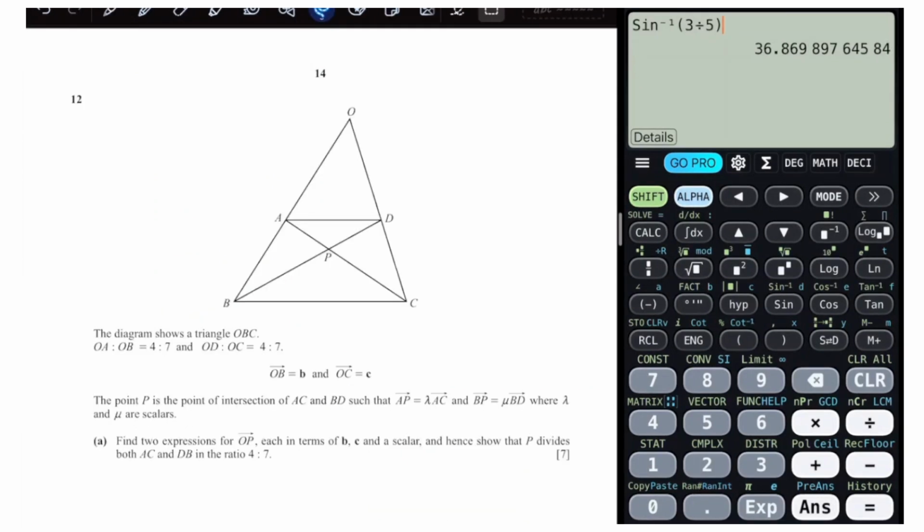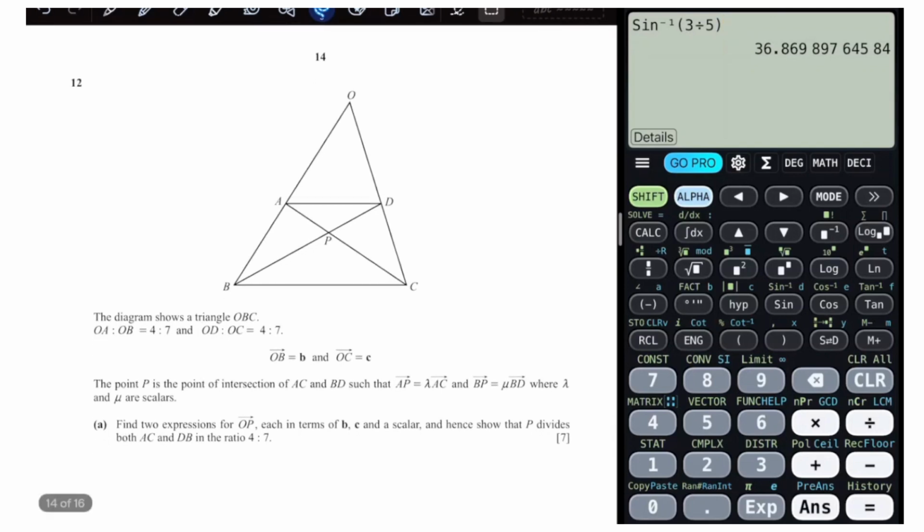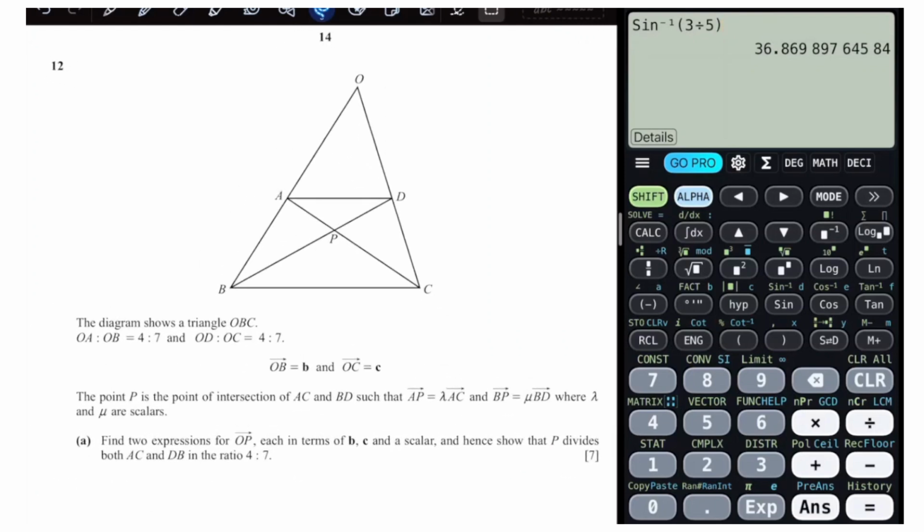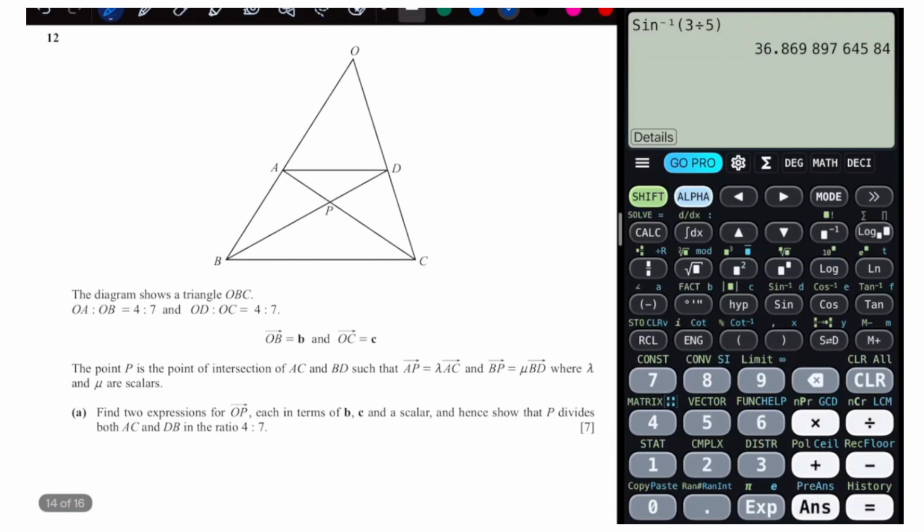Okay, question number 12, we have vectors in 2D. The diagram shows a triangle OBC. This is the least favorite of all of our students here because they give a lot of information. OA to AB you have the ratio of 4 to 7. OD to OC you have the ratio of 4 to 7 as well.